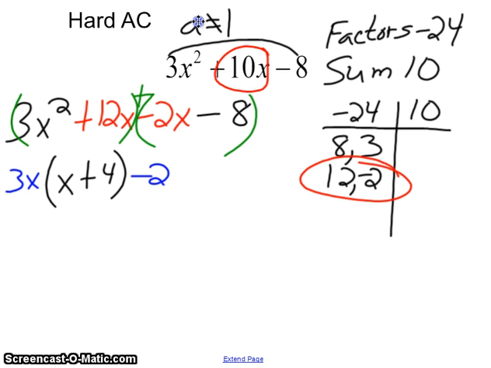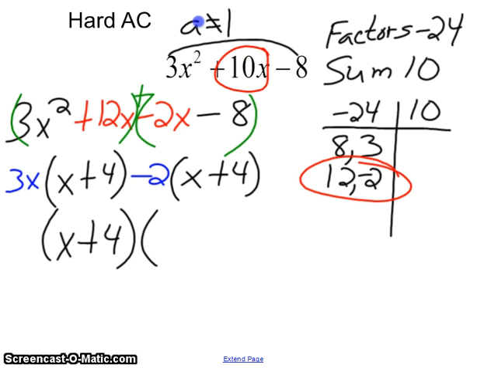Anytime the first term is negative, the GCF is negative. Negative 2x divided by negative 2 is x. Negative 8 divided by negative 2 is 4. The stuff in the parentheses has to be the same. That's one of your factors. The 3x minus 2, that's the blue stuff, is your other factor. So that's hard AC.